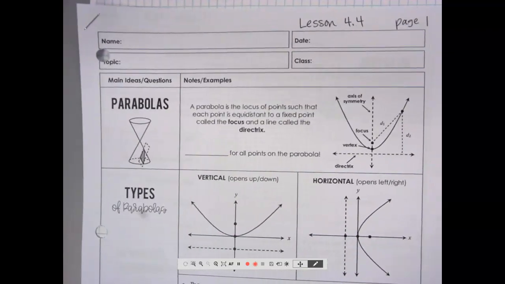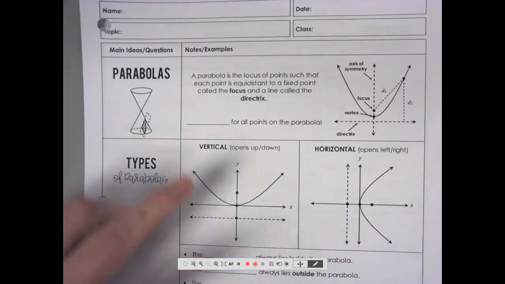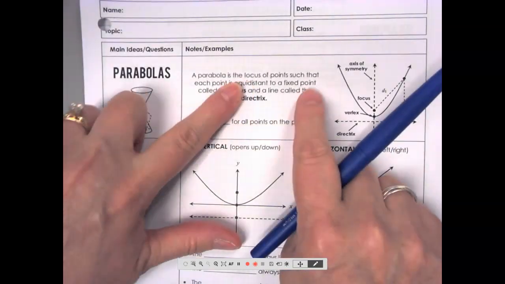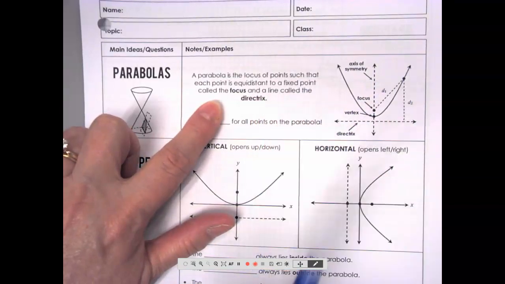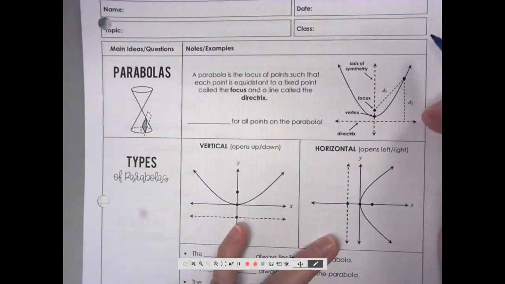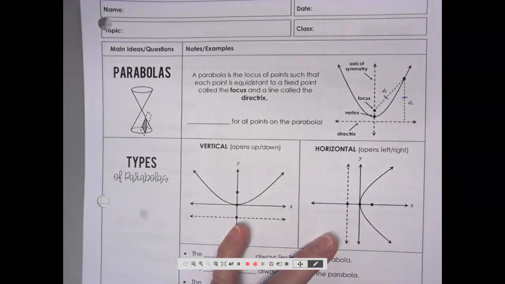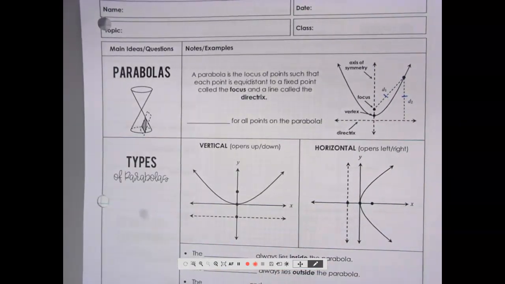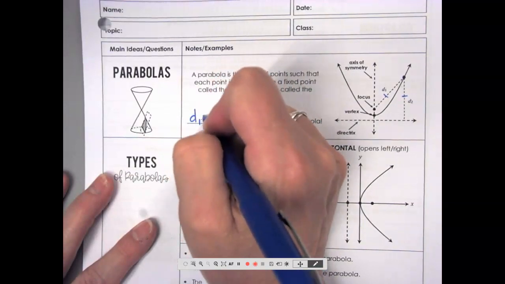All right, so here's a basic upward-facing parabola. It is the locus or location of all points such that each point is equidistant to a fixed point called the focus and a line called the directrix. So if I took any point on the parabola and found the distance to the focus and found the distance down to the directrix, those two would be equal. Those are the points that determine the parabola. So these two distances here, D1 and D2, would always be the same.